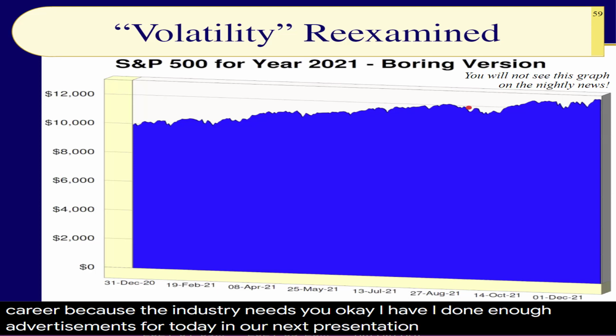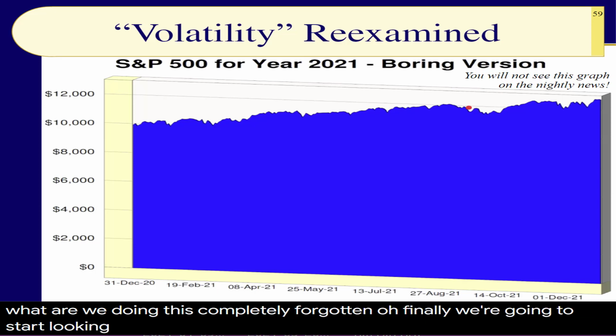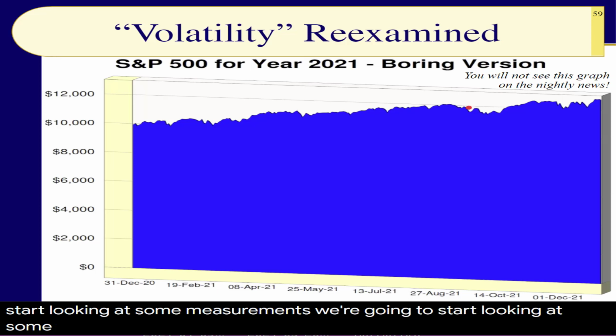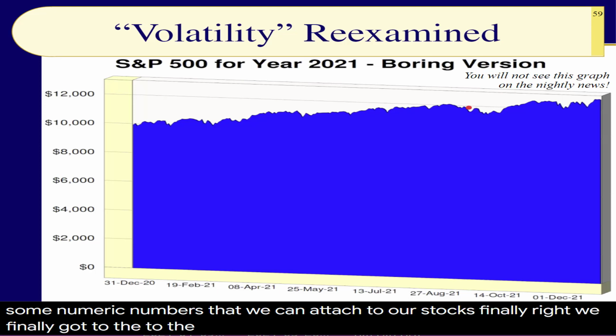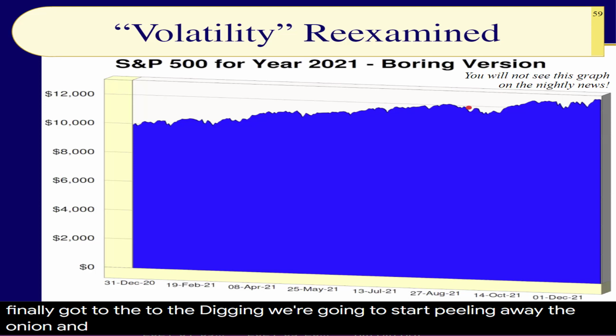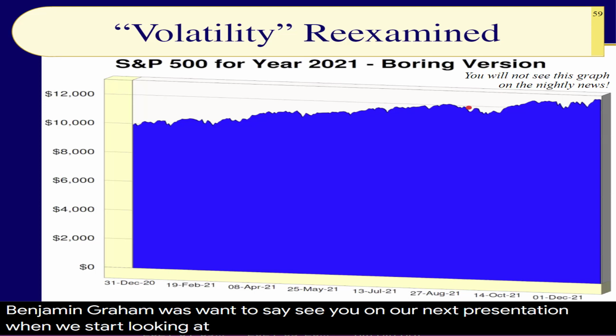In our next presentation, dear students, we will, what are we doing next? I completely forgot now. Oh, finally, we're going to start looking at some measurements. We're going to start looking at some numeric numbers that we can attach to our stocks. Finally, right? We finally got to the indices, and now we're going to start digging. We're going to start peeling away the onion and taking a look at the numbers. Show me the numbers, as Mr. Benjamin Graham was wont to say. See you on our next presentation when we start looking at stock characteristics and measurements.